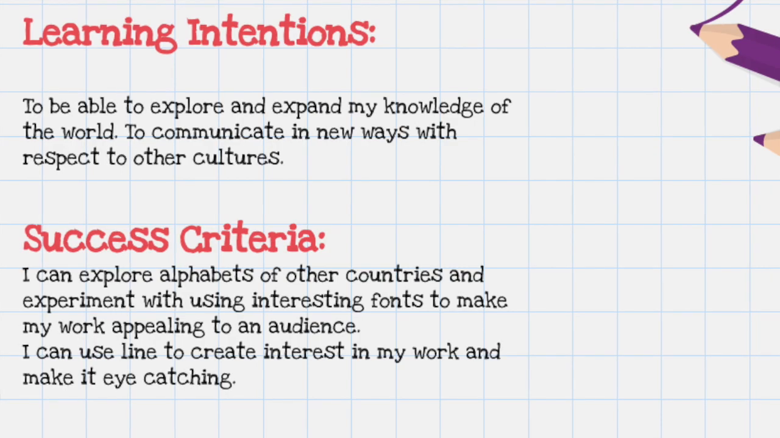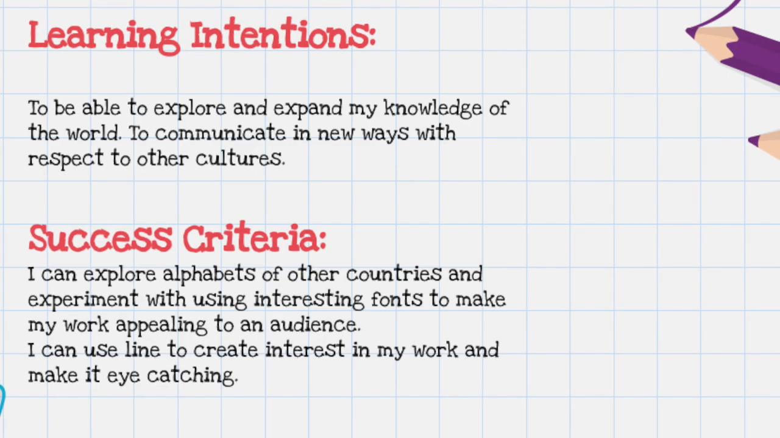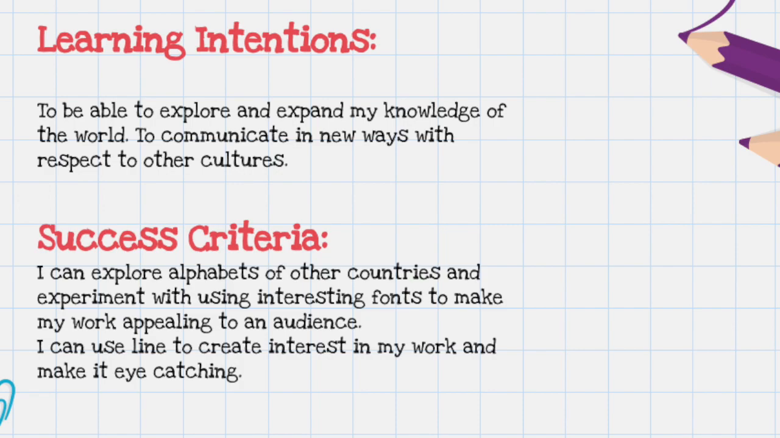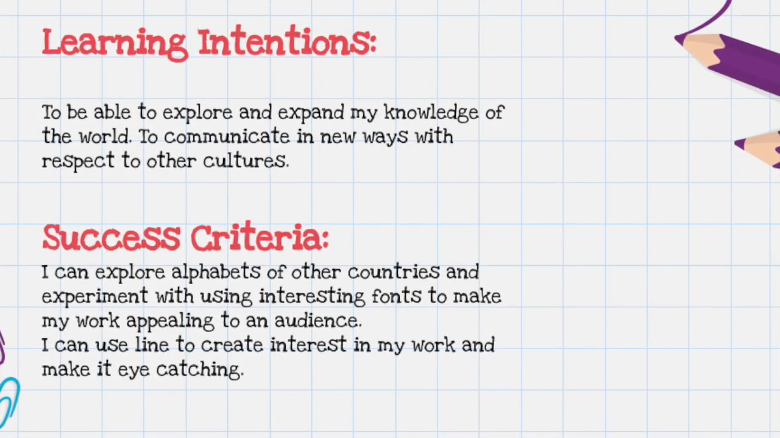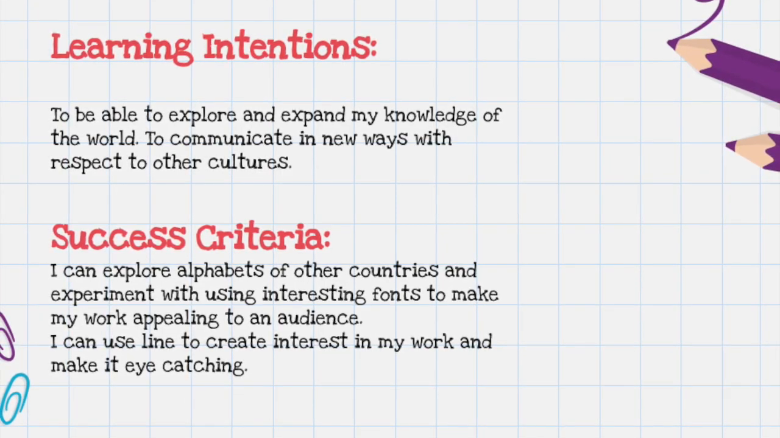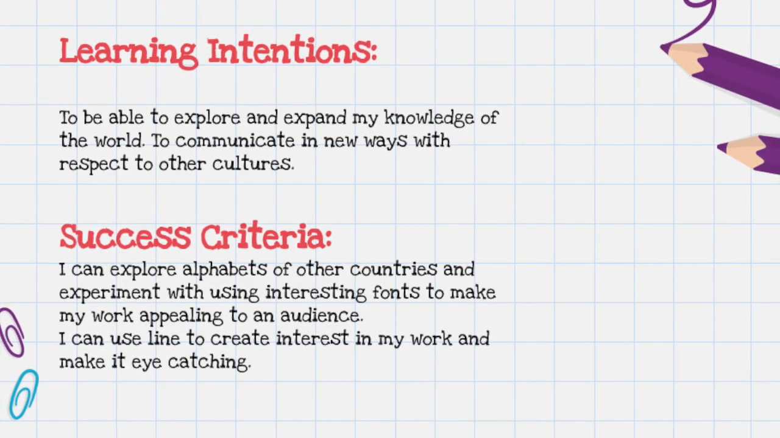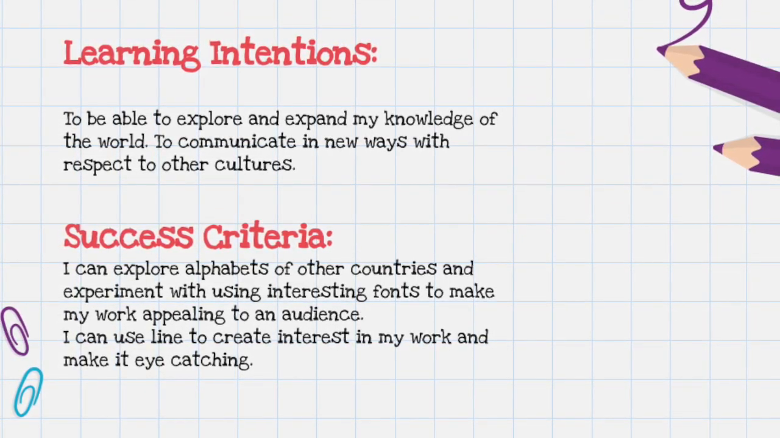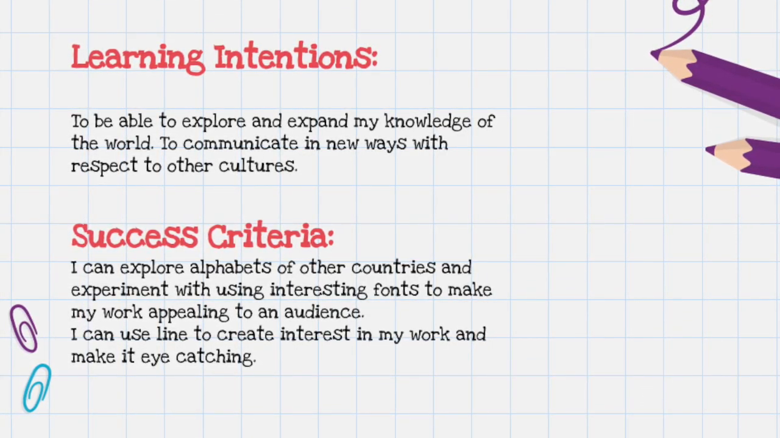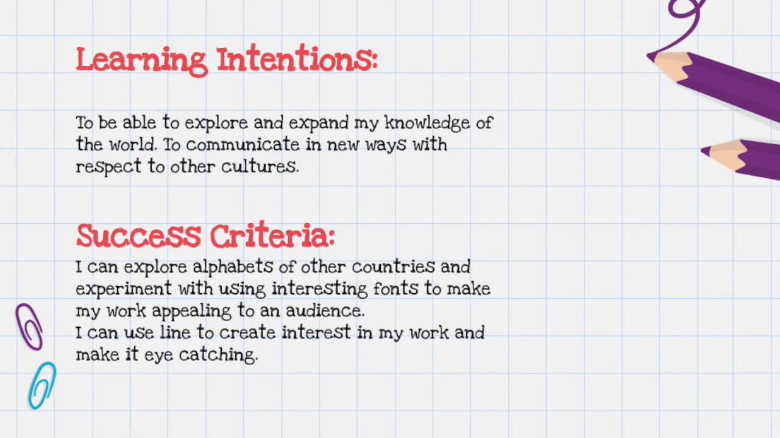Today we're going to explore and expand our knowledge of the world by looking at other ways that cultures communicate with different alphabets. We're going to explore these alphabets using Google Translate on our computers or laptops or whatever we're using. We're going to make our work look amazing and appeal to an audience by adding spectacular coloured borders and amazing different fonts. You can use whatever font you want for your letters. We're going to create interest in our work and make it super eye-catching. You might want to display this in your home or on your bedroom door because it's going to be your name as well.